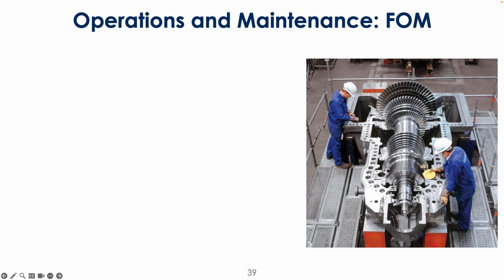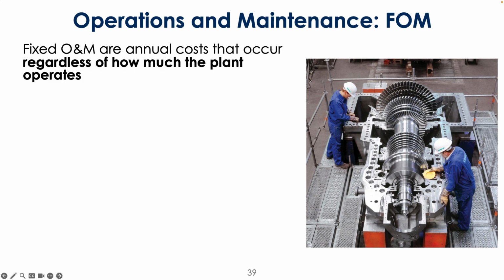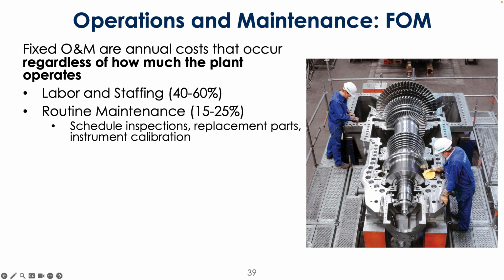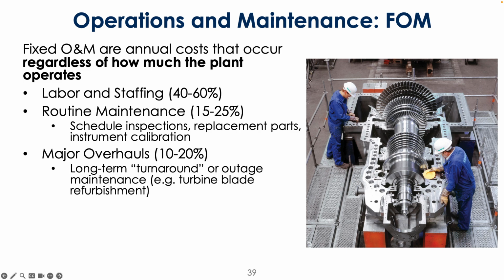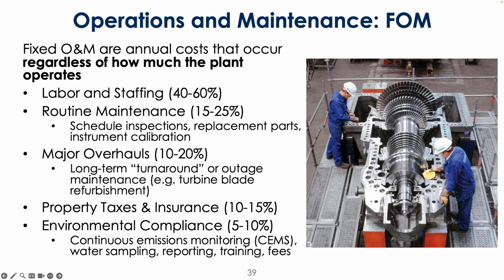Okay, breaking down a little bit more operations and maintenance. So fixed O&M, costs that occur regardless of how much the plant operates. So labor and staffing is the majority. You have routine maintenance like inspections, replacement parts. Overhauls might be longer term things, like refurbishing a turbine. Taxes, and then environmental compliance might be a cost as well.